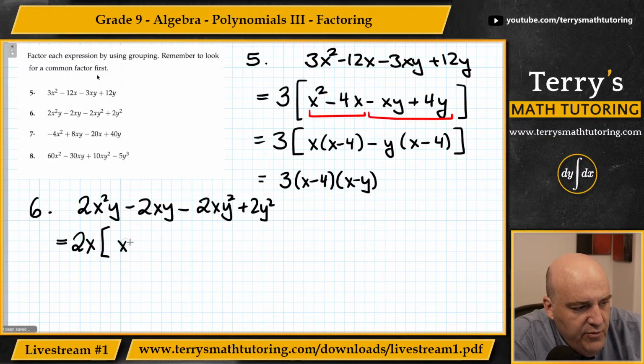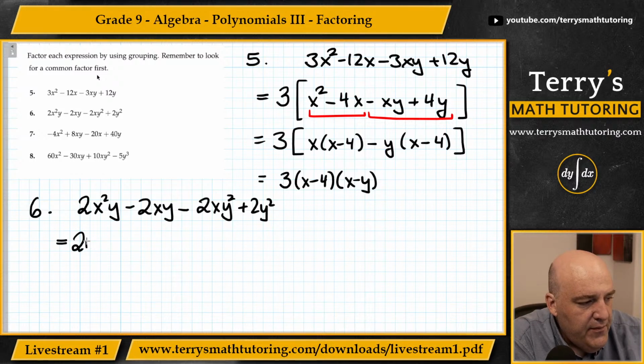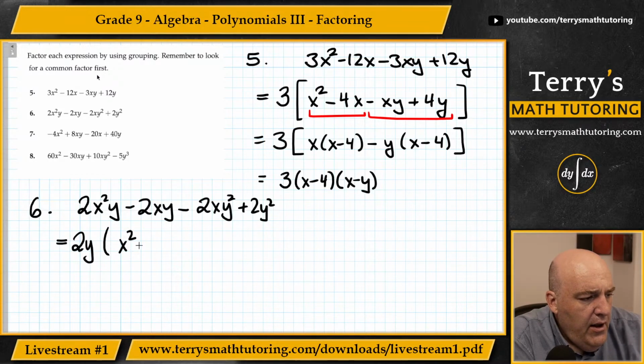And then I have xy minus y minus y squared plus y squared. No. Sorry. You know what? We don't pull out a 2x, we pull out a 2y, right? So let's see what we get. We get x squared, and we pull out a 2y here, so there's just an x left. Here we pull out a 2y, so it's xy. And then here we have a single copy of y left.